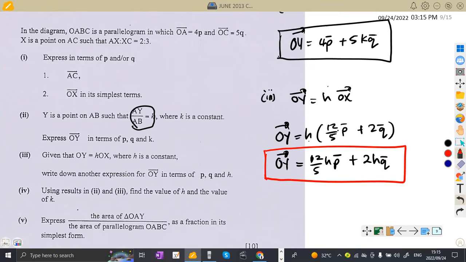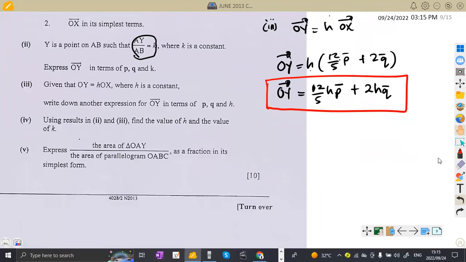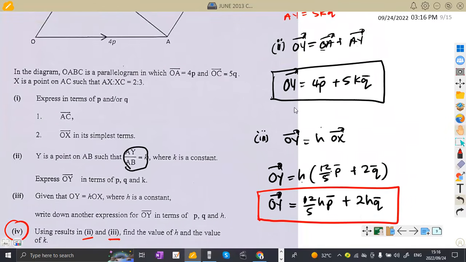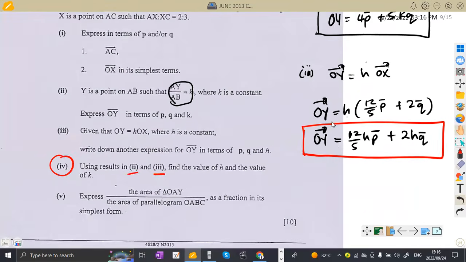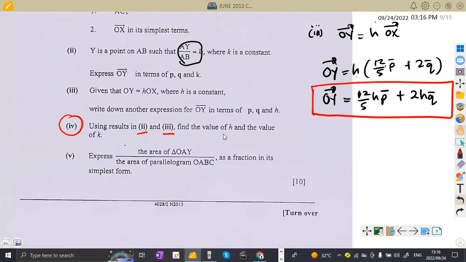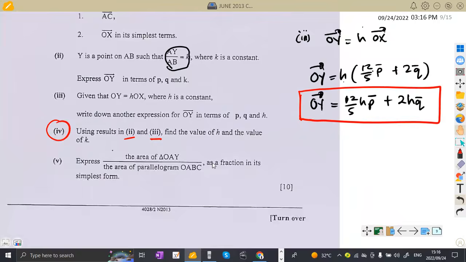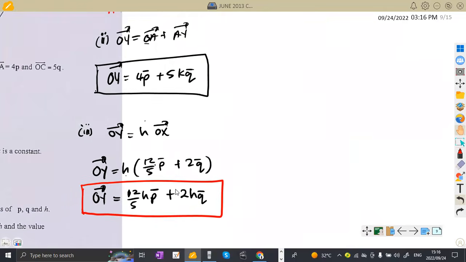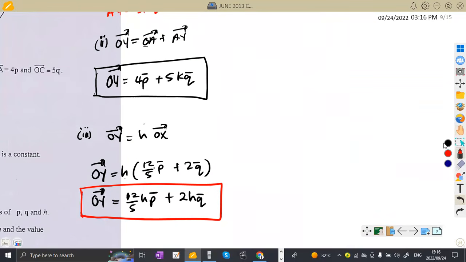Then what are we having now? On item 4, we are given, using the results in item 2 and item 3, which are these ones that we got here, find the value of H and the value of K. Remember, guys, I told you that in order to solve this type of equation, these two vectors OY are actually the same, they are equal.